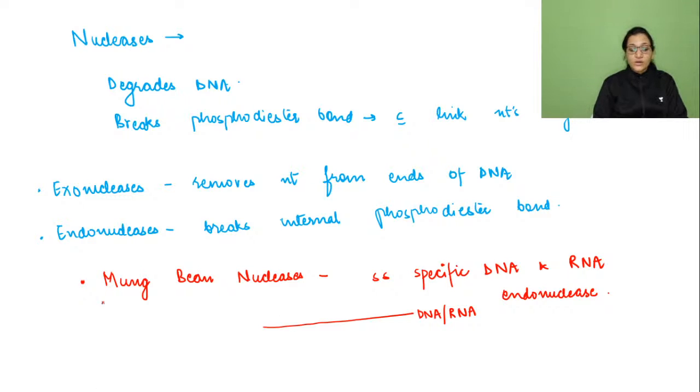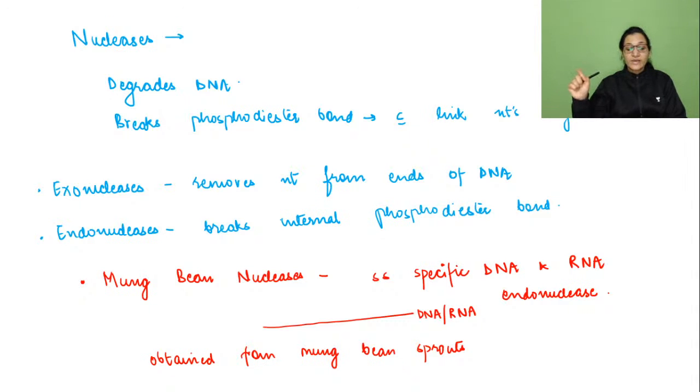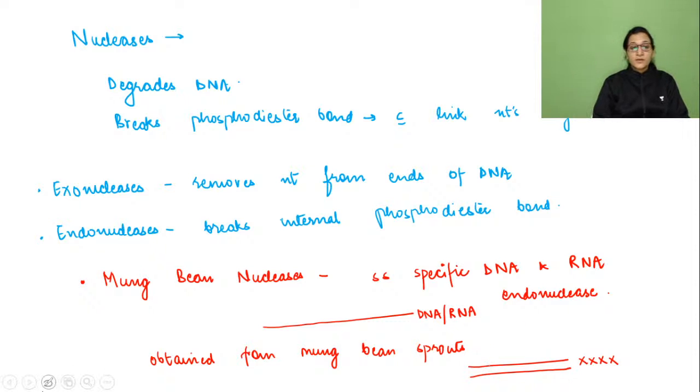And what is it obtained from? As the name says, mung bean, it is purified from mung bean sprouts. It digests single stranded nucleic acids, but when the nucleic acids are in double stranded form, it cannot work on them. If there is a DNA molecule which is double stranded, it cannot work on it. Mung bean nuclease.